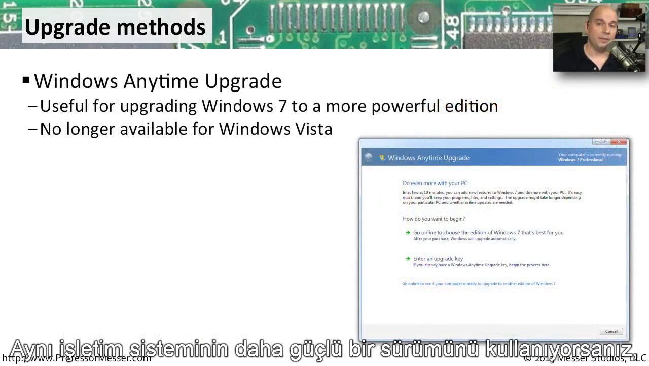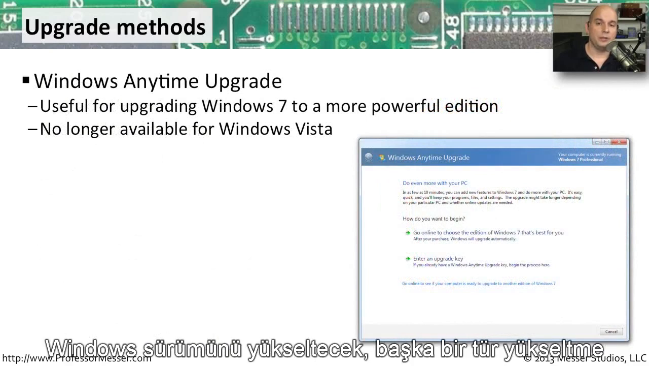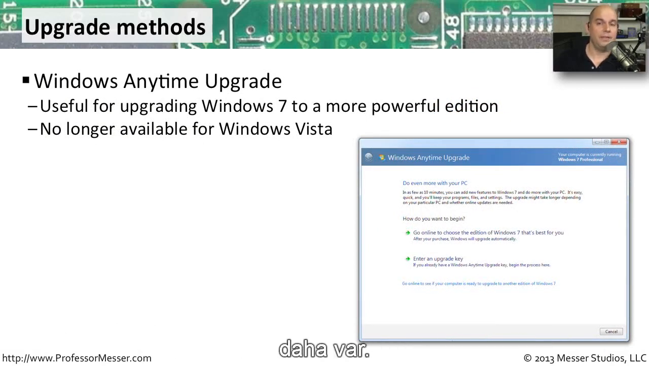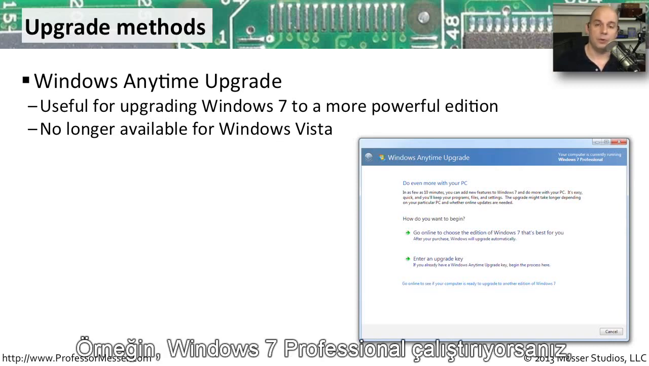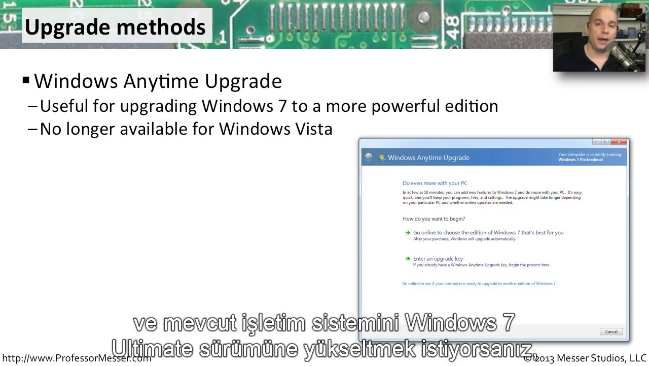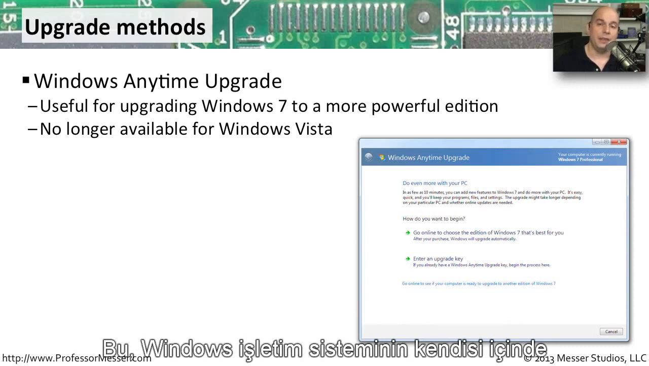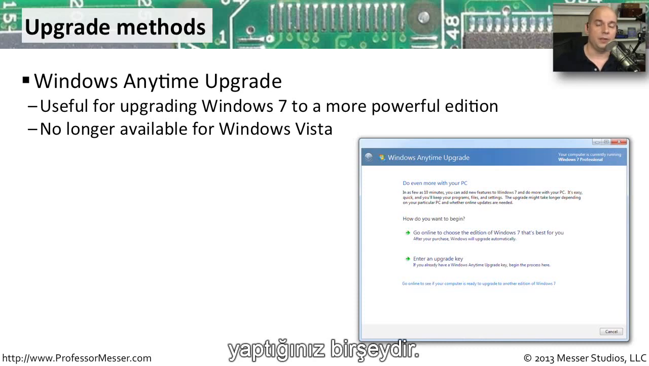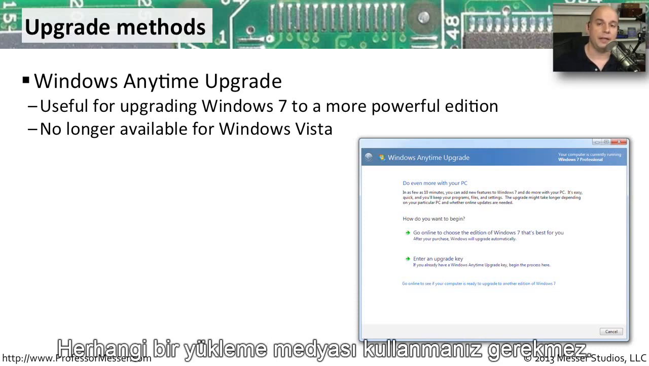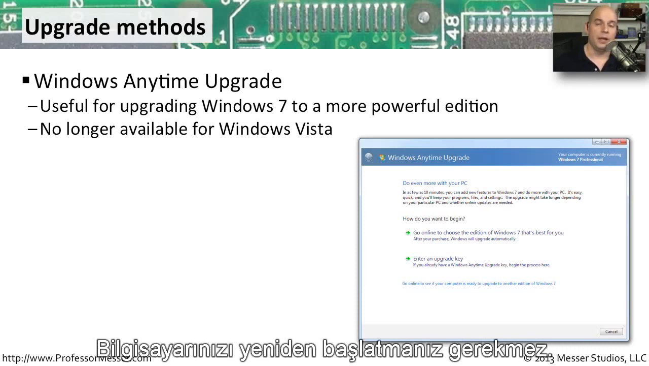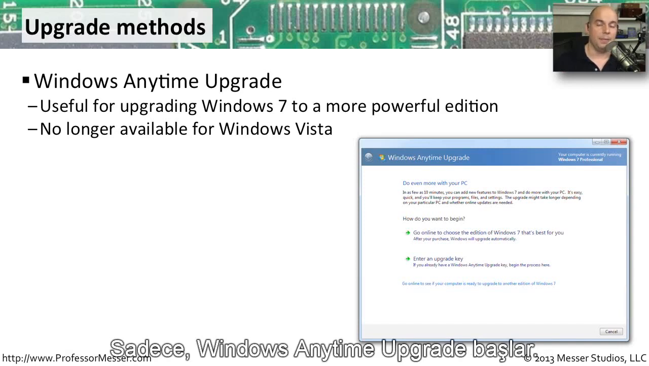There's another type of upgrade that will upgrade the Windows edition that you're using to a more powerful version of the same operating system. For example, if you're running Windows 7 Professional and you would like to upgrade the existing operating system to Windows 7 Ultimate, you would perform a Windows Anytime upgrade. This is something you do within the Windows operating system itself. You don't have to have any type of installation media. You don't have to reboot your computer. You simply begin the Windows Anytime upgrade.